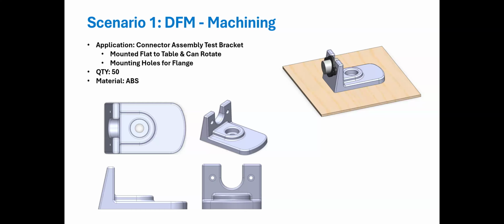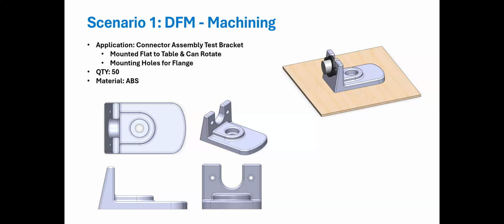So some background on this part. This is a bracket for a connector that is meant to hold the connector for both the assembly and testing of it. Some of the key requirements of this part were, one, that it needs to be able to mount to a table while being able to rotate freely, and two, it needs to have mounting holes for the flange of the connector so the connector can bolt on to support the assembly and testing of it.